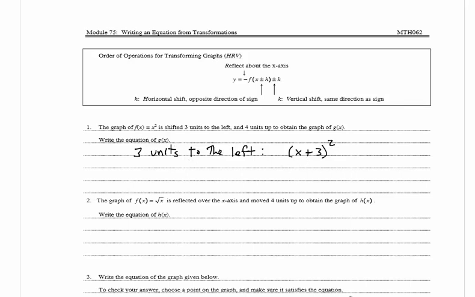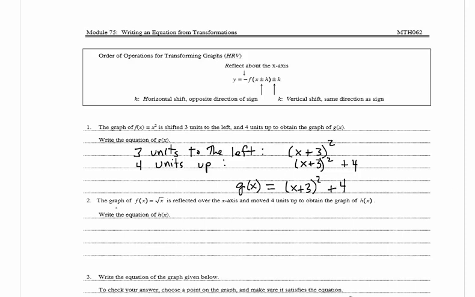And the next thing we want to do is the vertical shift, so we want to go 4 units up. And if we shift it 4 units up, we're going to have x plus 3 squared plus 4. Because the vertical shift is the same direction as the sign, so we have a positive 4 because we're going up. So then we can say that g of x is equal to x plus 3 squared plus 4.